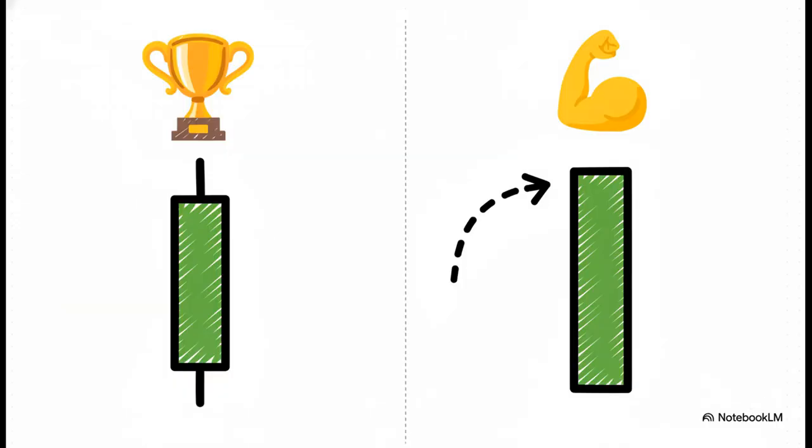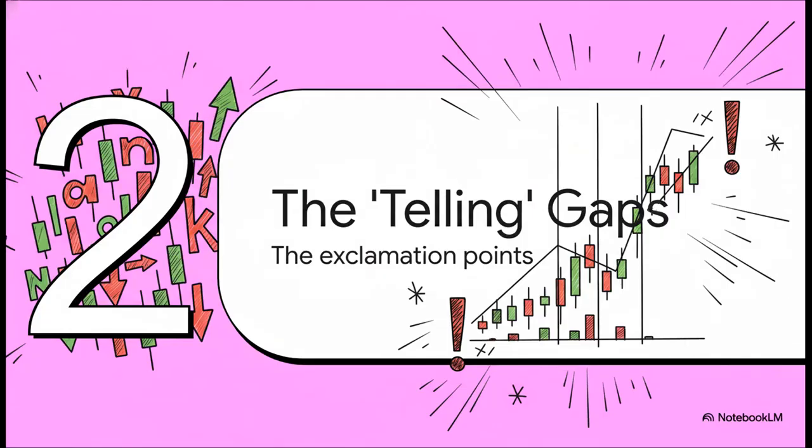Here is a super important concept to get down: effort versus result. The candlestick's body is the result. It tells us who won the day, but the effort is just as crucial, and that's where volume, our third element, comes into play. Okay, on to our second element.